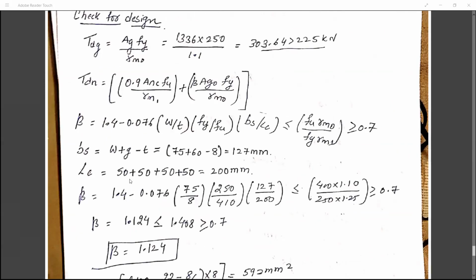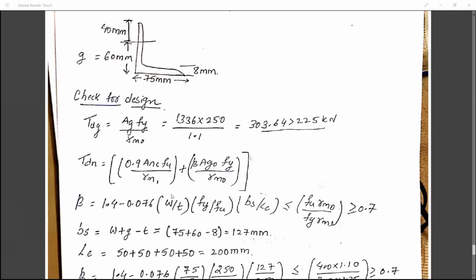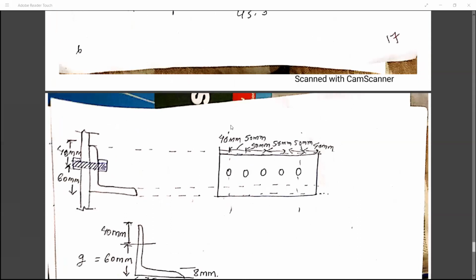How to calculate LC now? See here. The section is failing at this point and at both the points, so what we are taking is only this point. This is the pitch distance, 50. So 50, 100, 150, and plus 50, 200. In this way we are considering 50, 100, 150, then 200. This is our LC distance.